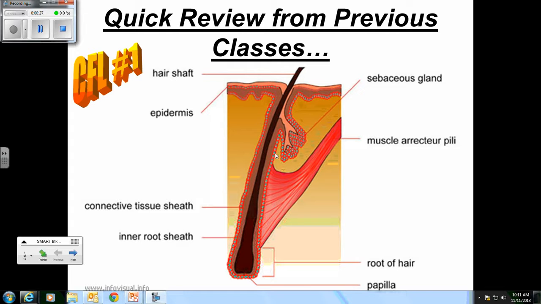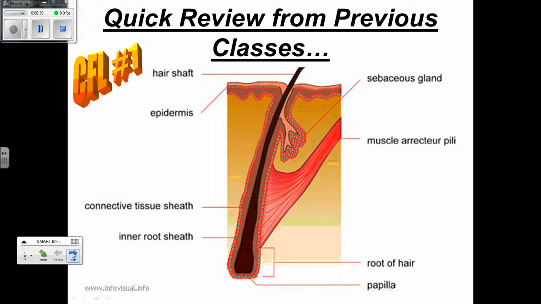Where's the newer parts of the hair? In the roots. The stuff that's coming out that we can see right now, that's old stuff. The newer stuff is still inside of your root of your hair.